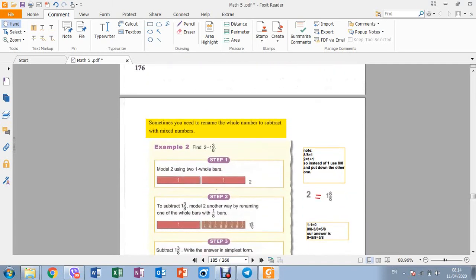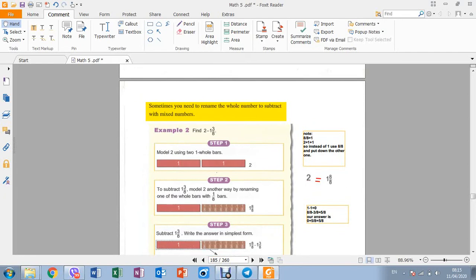Now we have another type. Sometimes you need to rename the whole number or to subtract with a mixed number. How? Look, when I have a whole number and I subtract it from this mixed number, the first step, you need to change this whole number, one of these ones, into fractions.